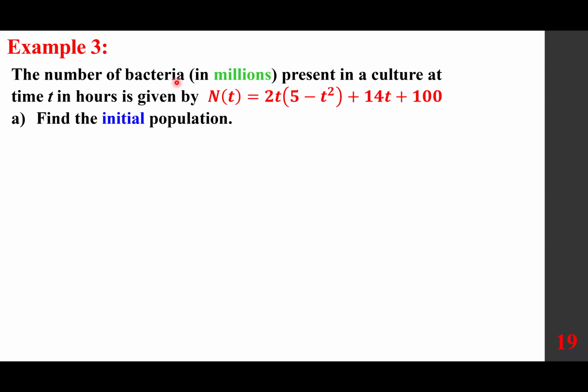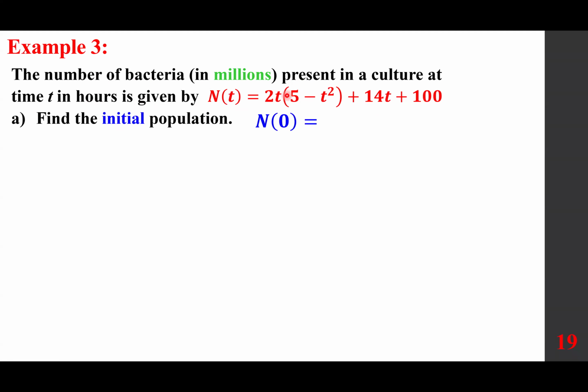Example 3, the number of bacteria in millions present in a culture at time t in hours is given by n of t equals 2t times (5 minus t) squared plus 14t plus 100. Find the initial population. What do we mean by initial population? At time t equals 0. So we want n of 0.